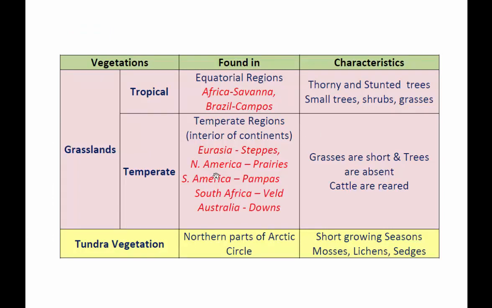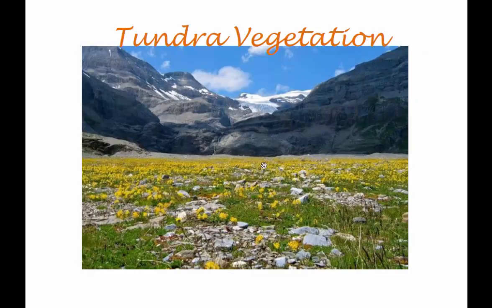And let's come to tundra vegetation. Tundra vegetation entirely lies in the northern part of the Arctic Circle, and it has a very short growing season. Most of the vegetation consists of mosses, lichens and sedges. If you look at this picture, this is the only vegetation that you will find in the tundra area. These are the sedges or the wildflowers, and they have a very short growing season because most of the time this area is covered by snow and glaciers.